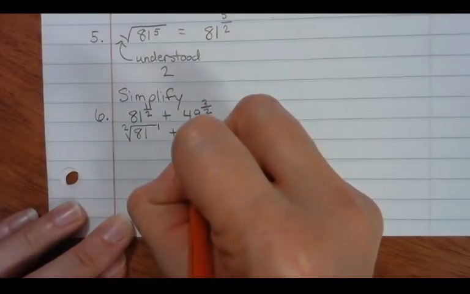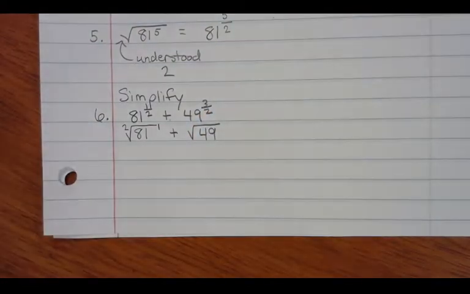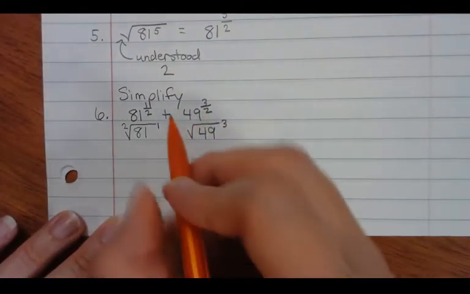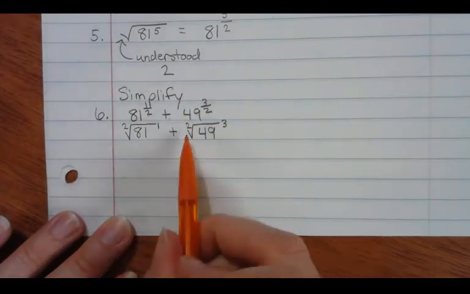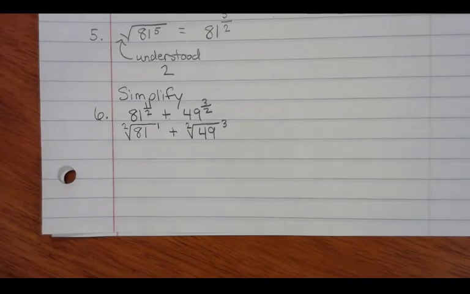Let's look at the other part. We have our 49 inside of our radical. The 3/2 will make our index number and our exponent. So the 3 will be our exponent. That 2 is our index. And we wouldn't have to put that 2 there. It just helps me know I've accounted for each part.